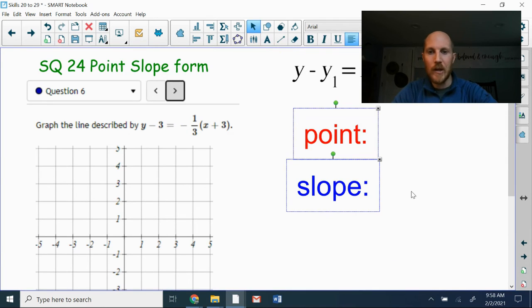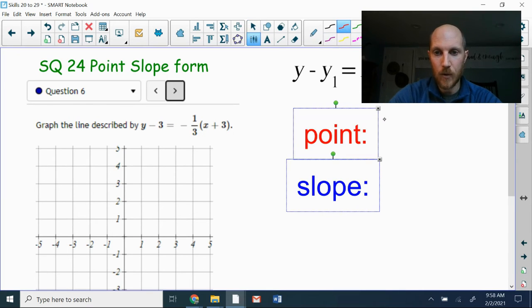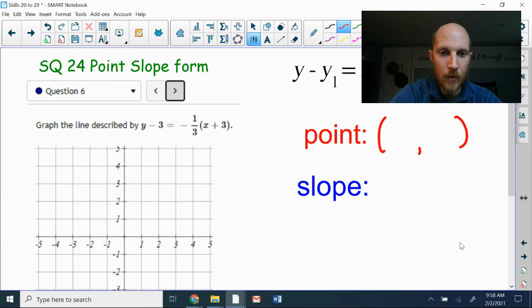All right, question 6. Graph the line described by y minus 3 equals negative 1/3 parentheses x plus 3. So it's an equation in point slope form. So I need to identify these two pieces of information before I can graph. I need the point and I need the slope. So the point is going to come from these two places. This one is the x coordinate. I know it's at the end of the equation, but that's got to be the first coordinate.